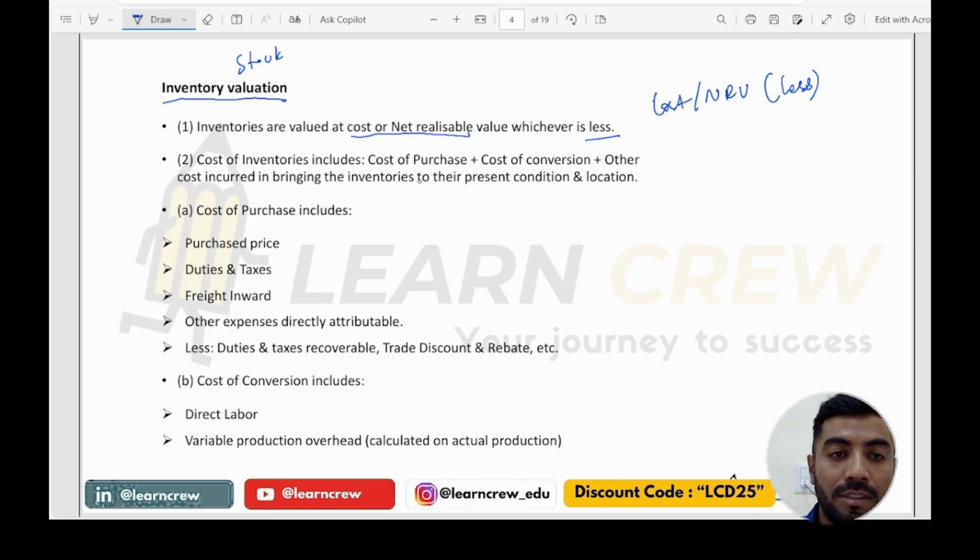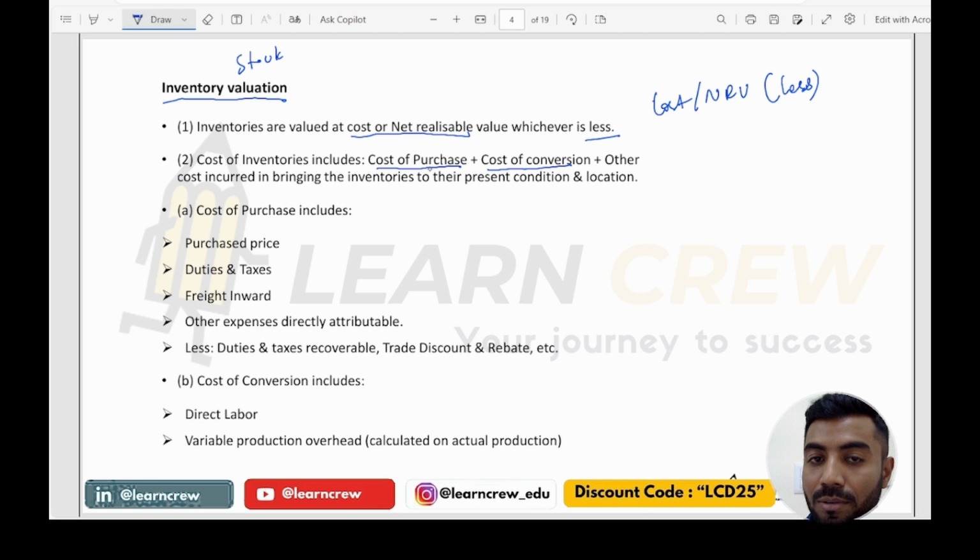Then the cost of inventory, the cost of stock. What does the cost of inventories include? Does that include only the buying price? It includes not only the buying price, but the buying price plus the cost of conversion and other costs incurred in bringing the inventory to the present condition and location.